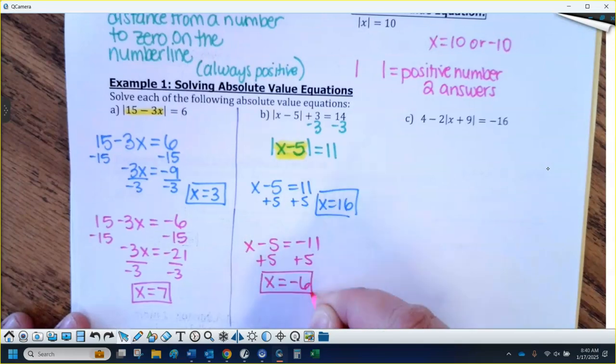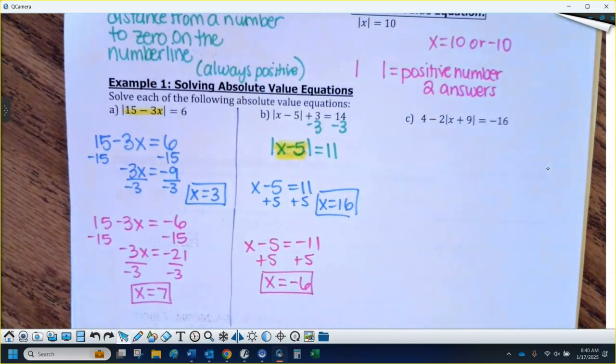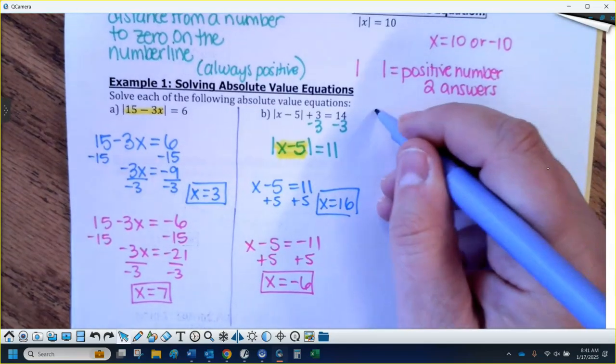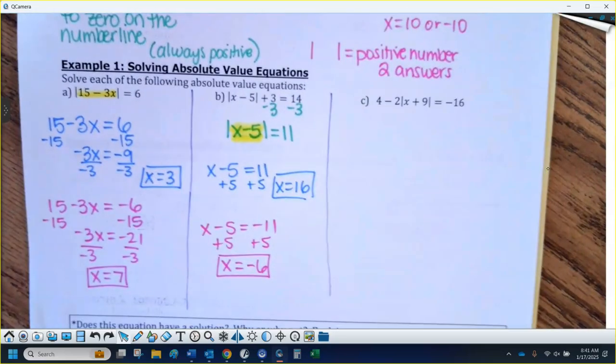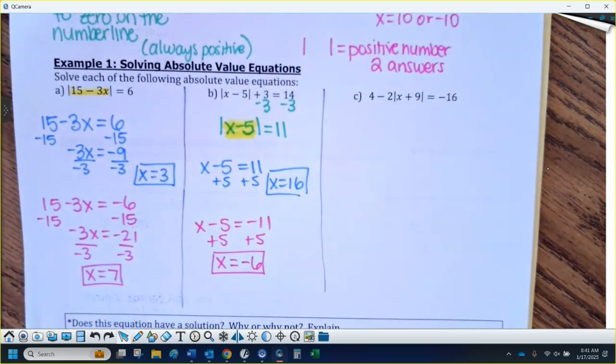Yes, you're totally right. Now, that means if I put negative 6, so negative 6 minus 5 in that absolute value would be negative 11. But then the absolute value would cancel the negative out. So both 16 and negative 6 work as answers. Okay, now I've got one more here. So the first thing, if you have any absolute value equation, you want to get the absolute value totally alone.